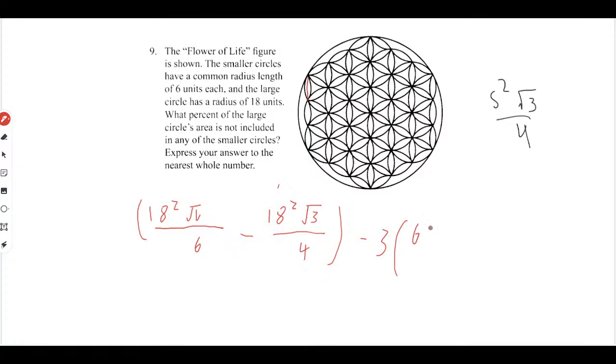So we can do 6 squared pi over 6 for the area of the circular region, and then minus 6 squared square root of 3 over 4. And that gets us this part right here. So this ends up being 1/6 of the total area. So now what we can do is just multiply this whole thing by 6. So 6 times this whole thing.